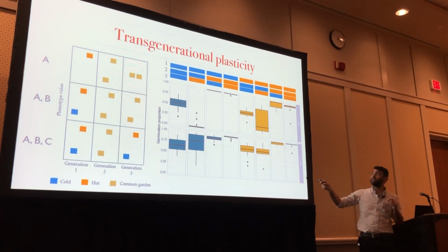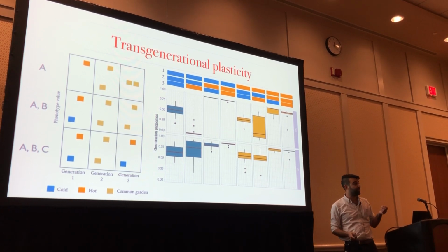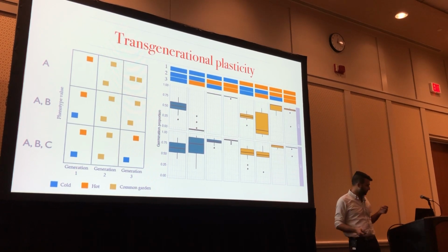One interesting thing is that we actually didn't find it consistently across all genotypes, which suggests that there's genotypic variation for the ability to express transgenerational plasticity.